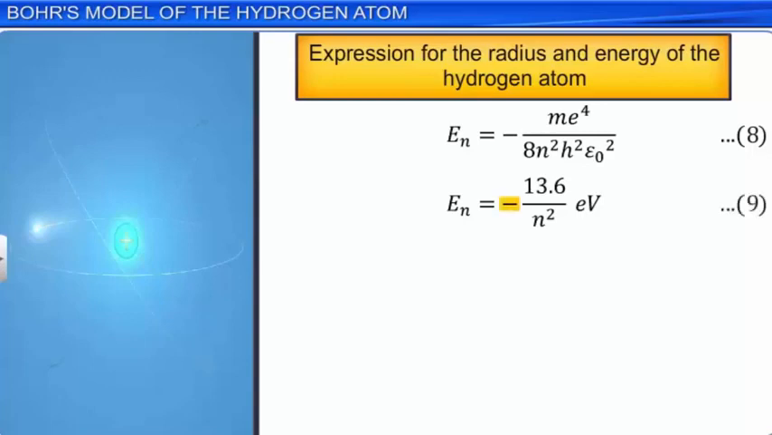The negative sign of the total energy of an electron moving in an orbit means that the electron is bound with the nucleus. Substituting n equal to 1 in equation 9, we get the energy of the first orbit, E1, is equal to minus 13.6 electron volts. This is the lowest energy state of the atom and is called the ground state. Thus, the minimum energy required to remove the electron from the ground state is 13.6 electron volts. This is called the ionization energy of hydrogen atom.